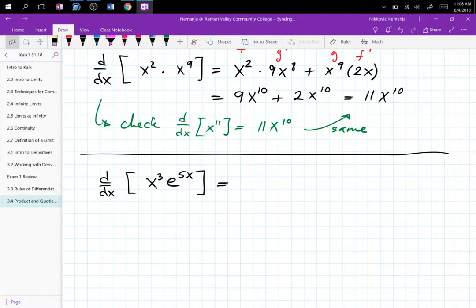So now, take the derivative of this. Well, we have x cubed, so copy the first one, times the derivative of the second. Remember that the 5 goes in front. So it's 5e to the 5x, plus copy the second, which is e to the 5x, and then times the derivative, which is 3x squared. Now, technically, we are done. This is what section 3.4 is teaching us. Use the product rule to get the derivative, and we did it.